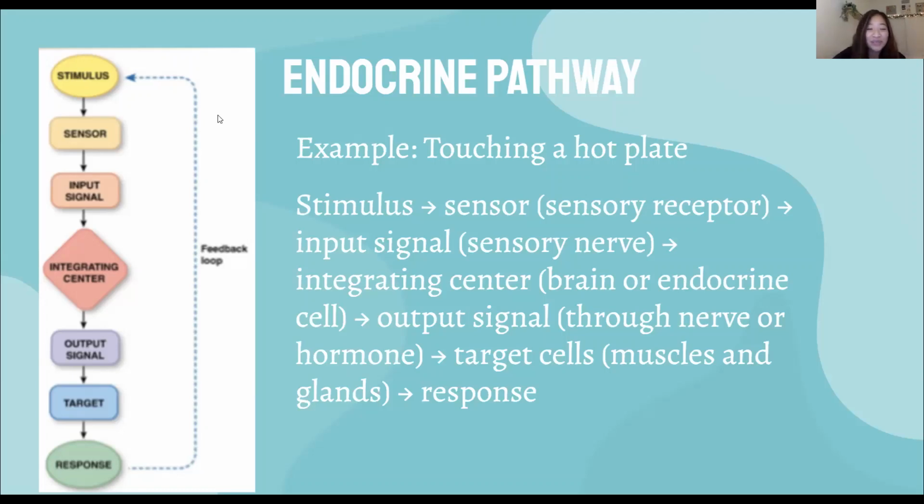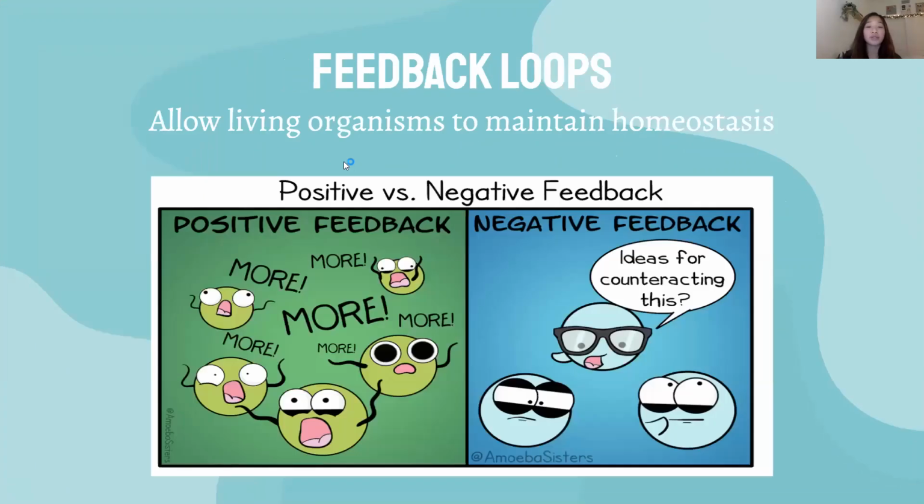Okay, so the pathway, the release of hormones can be effectively controlled by feedback loop mechanisms, which leads to the next slide, which is feedback loops. Feedback loops allow living organisms to maintain homeostasis. A positive feedback loop amplifies, while a negative feedback loop inhibits the system.